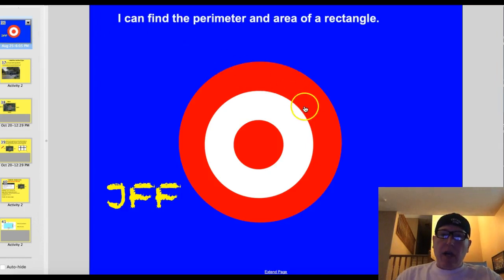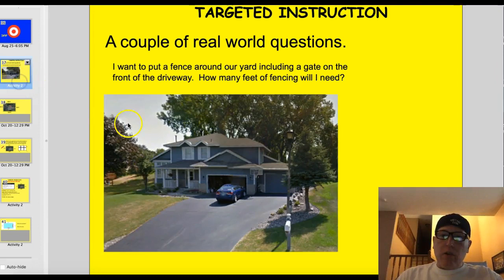Tonight, officially, I can find the perimeter and area of a rectangle. Let's do this thing. Looking at the old Casa de Dudley. Wait, did I slip into Spanish again? So multilingual. A couple real-world questions here.